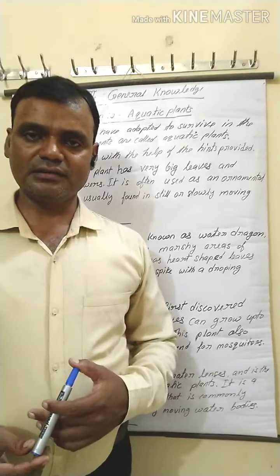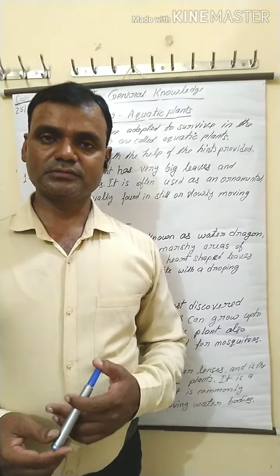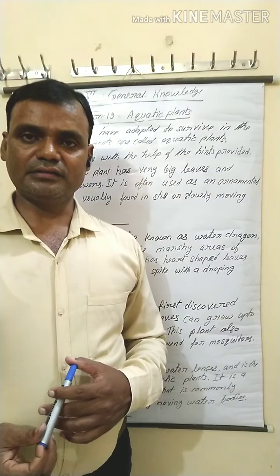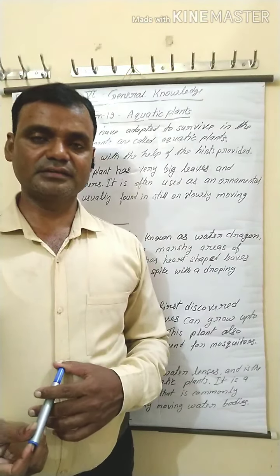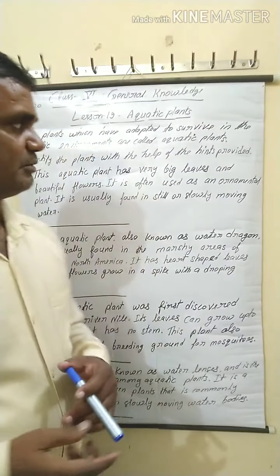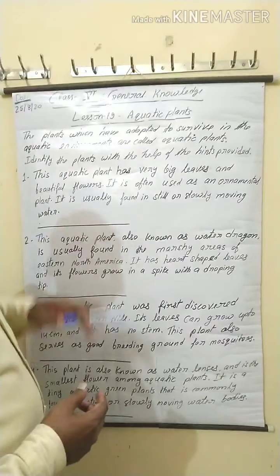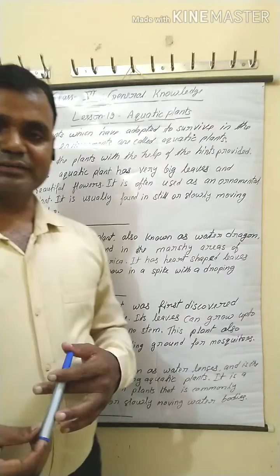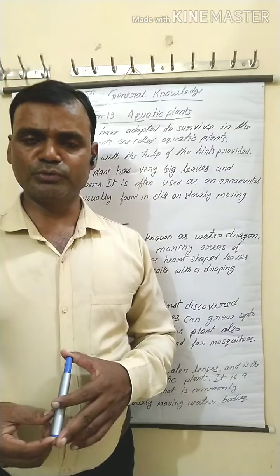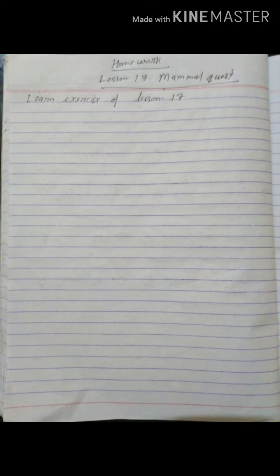Today we have discussed about lesson 19, aquatic plants. In the previous online class we explained lesson 17, and you know that lesson 18 was cut due to the reduced syllabus. So today we discuss lesson 19, aquatic plants. But before that, we will discuss the homework given in the previous online class. First, you see the homework.